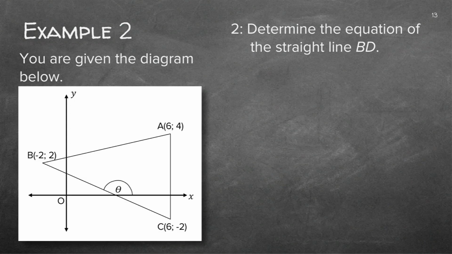Good. Second question. Determine the equation of the straight line BD. Oh, I do not have a D, or there is a B. You remember you worked out D just now? D was 6 and 1. So there's the line BD. This is the line that they want you to find the equation of.